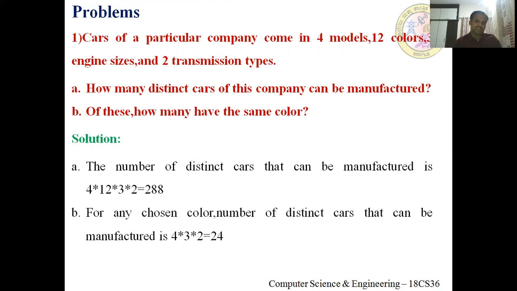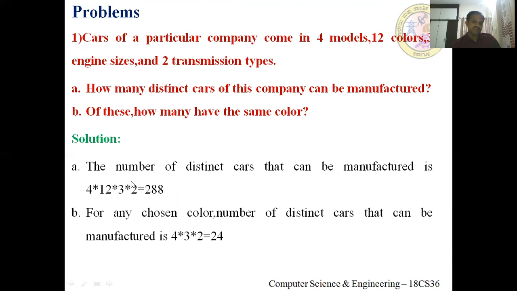If I want to manufacture a car, see the first sub question: how many distinct cars of this company can be manufactured? I can have 4 models, 12 colors, 3 engine sizes, and 2 transmissions. All the things have to happen simultaneously, one after another. That's why the number of distinct cars that can be manufactured with the 4 models, 12 colors, 3 engine sizes and 2 transmission types is 288.